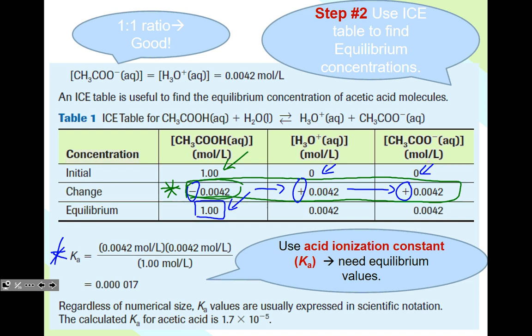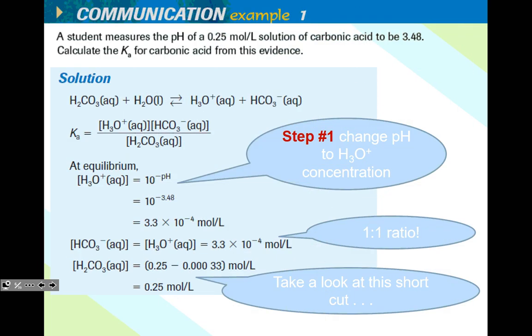So once we have figured out our ICE table, we just plug in our numbers at equilibrium. This expression here is only used with equilibrium values. So we have to go into here to use these values and place them into our expression, right? And that's going to give you an answer of 0.000017. So regardless of the numerical size, Ka values are usually expressed in scientific notation. And we do that because they're going to be small. It's really undeniable, they're going to be small.